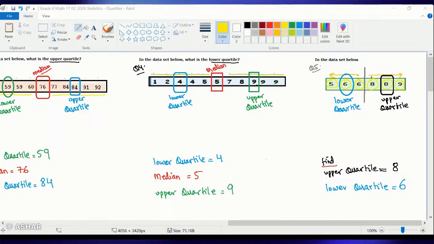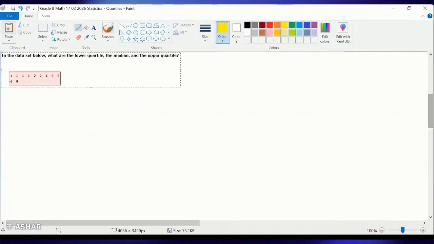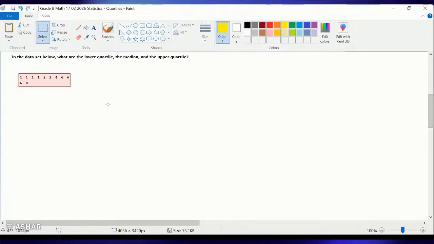Okay, moving ahead to the next one. The next question says, find the lower, upper, and the median for the given information. Let me just copy. Okay, question number 6. If this information is provided to us, these are the numbers that have been provided to us. They are asking us to find the upper, lower, and the median.